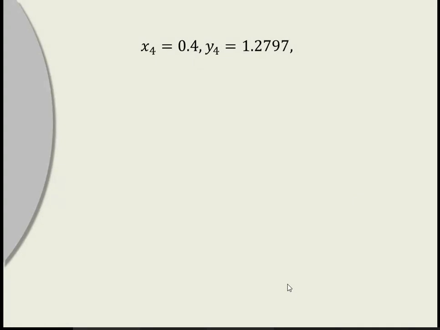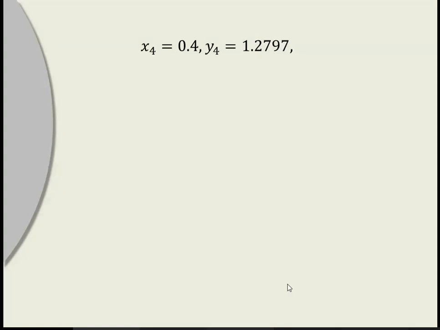x4 is 0.4, y4 is this corrected value 1.2797, and making use of this, find f4 first. f4 will be f of x4, y4. So substitute these values into the original function and simplify the terms.